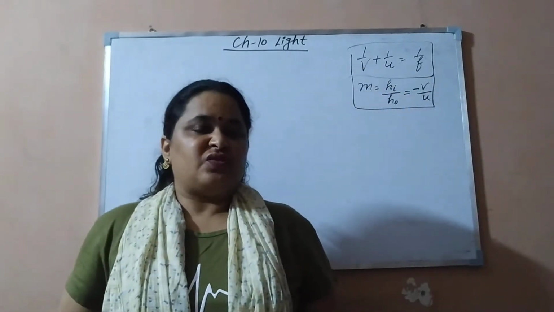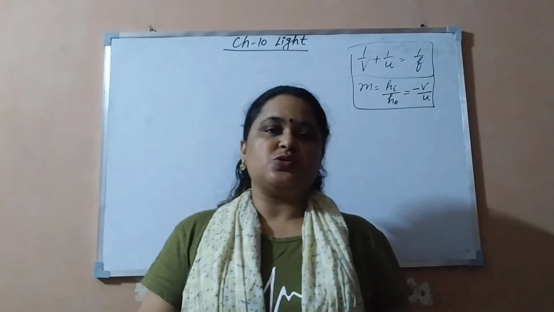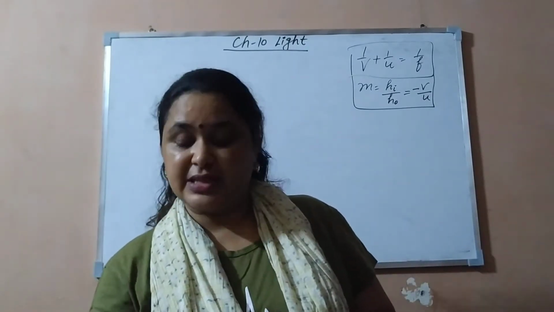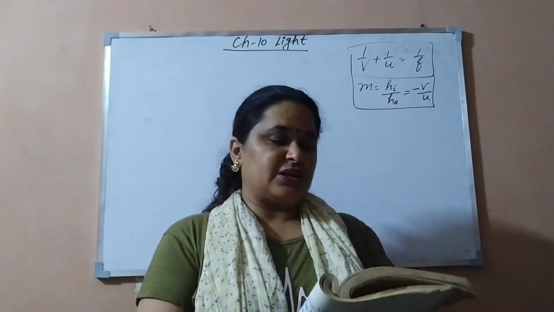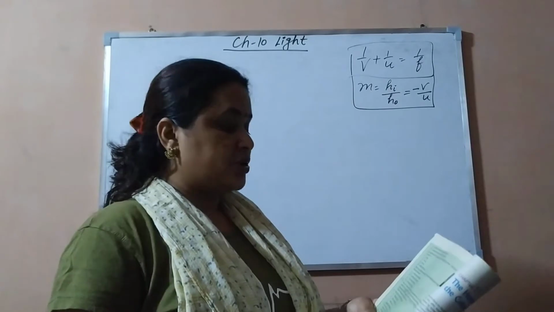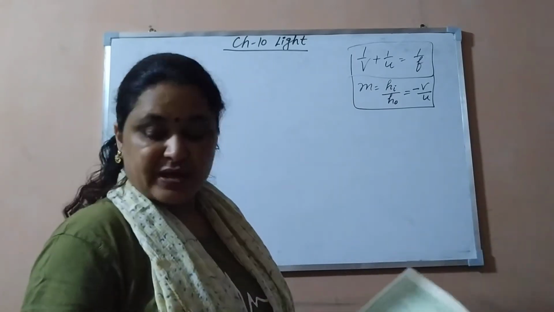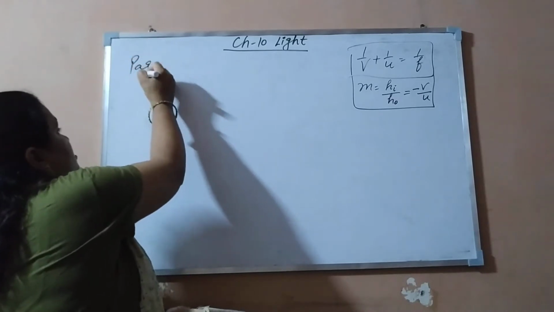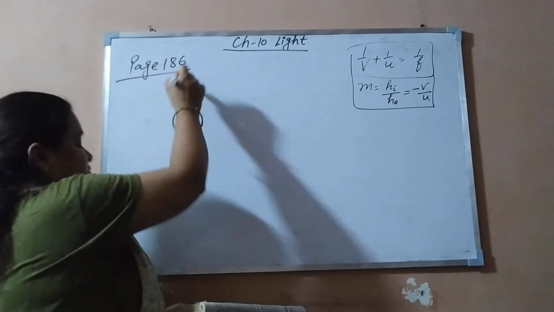Now we will use these formulas and the sign convention to solve the numericals related to mirrors. So let's start from your NCERT only. I'm having this NCERT book in my hand. So first of all, let us discuss question number 7. You can see this given in your book on page 186.